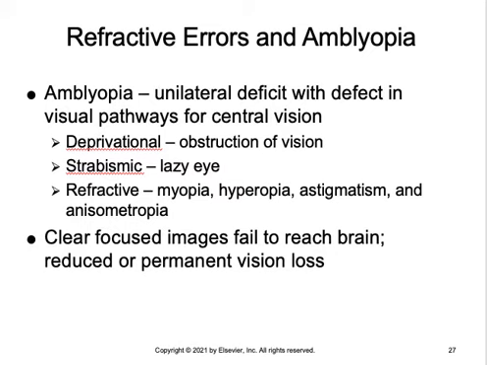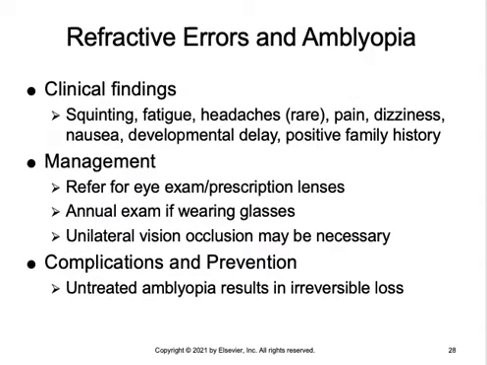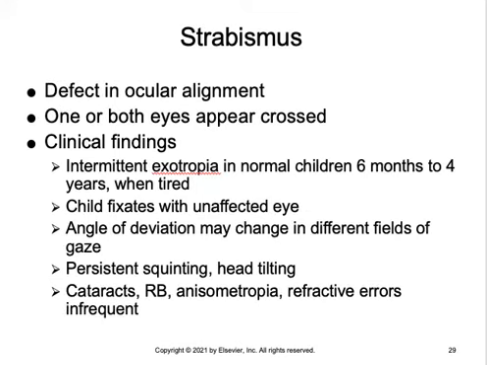And so with that disorder, the child is not getting clear images all the way to the brain, and so it can cause reduced or permanent vision loss. So what do we do about that? We send them definitely to the optometrist. Depending on the severity, they may have to go to the ophthalmologist, but they'll definitely need to have vision checks. So definitely refer them on if that's picked up.